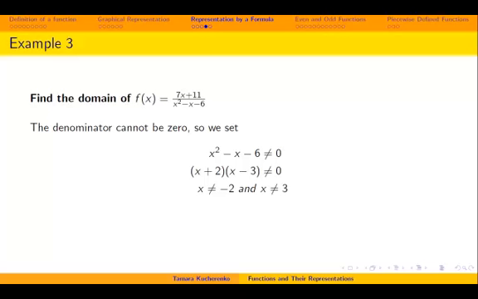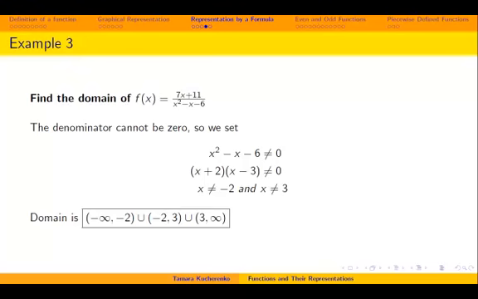The domain of f is all real numbers except negative 2 and 3. We write it in interval notation: negative infinity to negative 2, union negative 2 to 3, union 3 to infinity. Again, parentheses here indicate that negative 2 and 3 are not included in the domain.